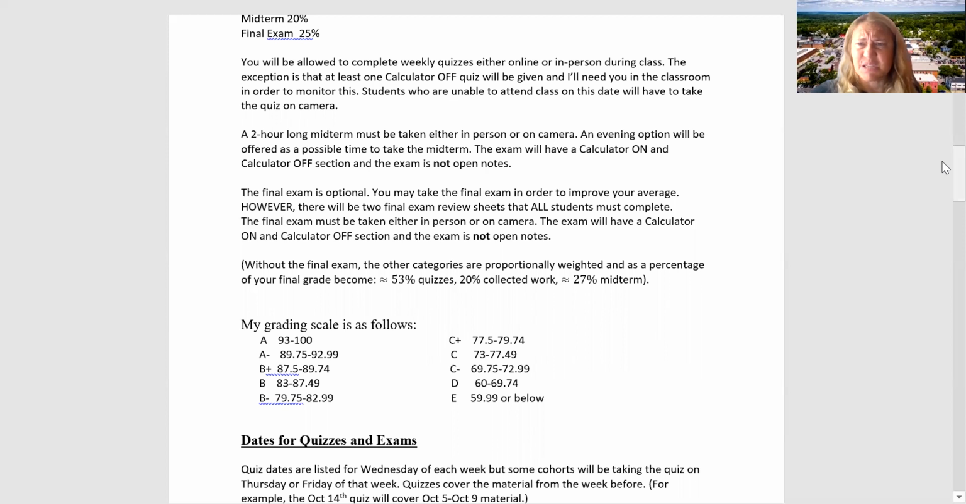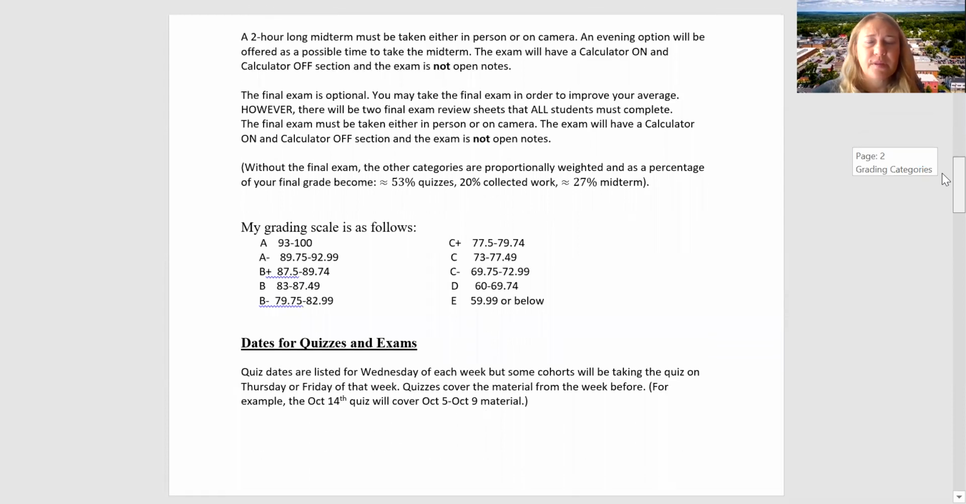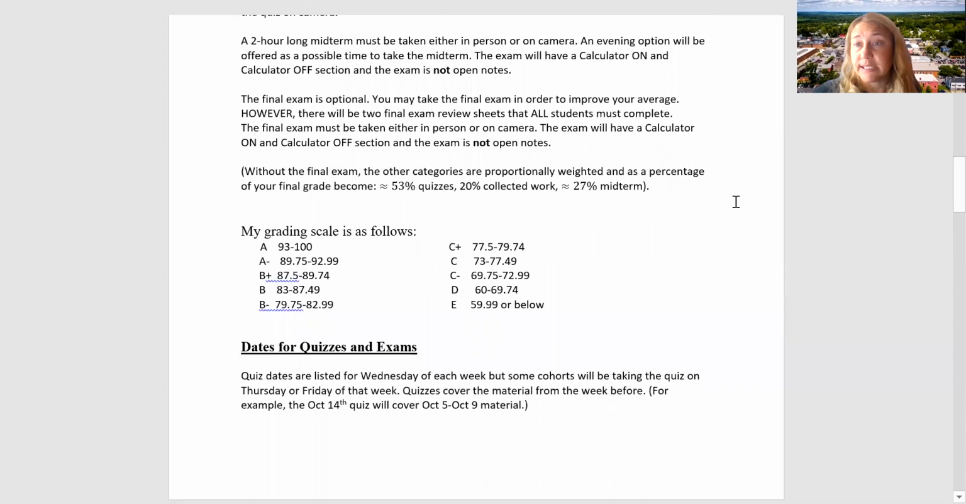Again, density and space requirements affect how much I can do in class with too many of you at once. Since it's a 2-hour exam, it works better to do something like 6 to 8 p.m. in the evening. And as I said, the final exam is optional. If you don't take the final, then that weights the categories proportionally to what I stated above. You just won't have that 25% in there for a final exam score.